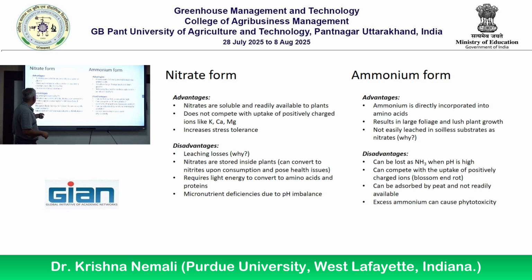But there is another concern here, micronutrient deficiency due to pH imbalance, and I have not talked about this, which I probably will talk about in the pH class. But what happens is when plants take nitrate, it is a negatively charged anion. So if plants take more of these negatively charged anions, they have to do some pH balance inside the cells. For that, what they do is they send out H plus ions out into the substrate.